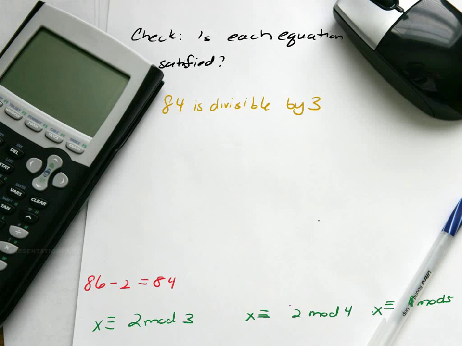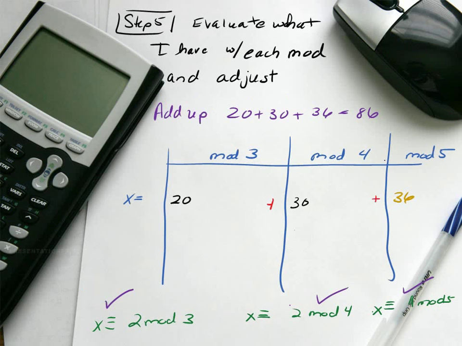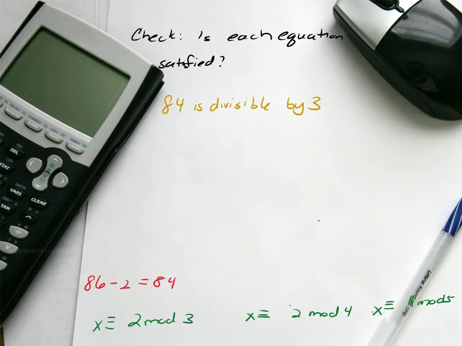So check. Is each equation satisfied by that sum? I can just sum them up. 20 plus 30 is 50. Add 36, I get 86. Or, yeah, 86. Why did it become 84? Yeah, here it is. It's 86. So here's 86. Minus 2 is 84. Is 84 divisible by 3? Yes. Is each equation satisfied by this number 86? 86 is my answer, right?